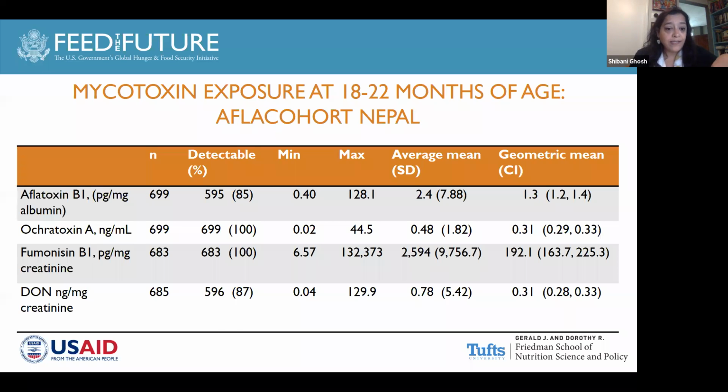Now in this slide, next please, what I want to highlight is the fact that we measured aflatoxin and ochratoxin in the serum of these Nepali infants, and fumonisins and DON in the urine. And we found very high rates of detection. What you see in the parentheses is the detection rate, that is, there is a detectable level of this mycotoxin present in the sample. Whereas DON and aflatoxins were about 85 to 87%, all the samples that were assessed for ochratoxin and fumonisin had detectable levels of these mycotoxins. So it's pretty prevalent, but if you look at the right side of the table, you can see that there is a very wide range of minimum and maximum values with respect to the different mycotoxins. Next slide, please.